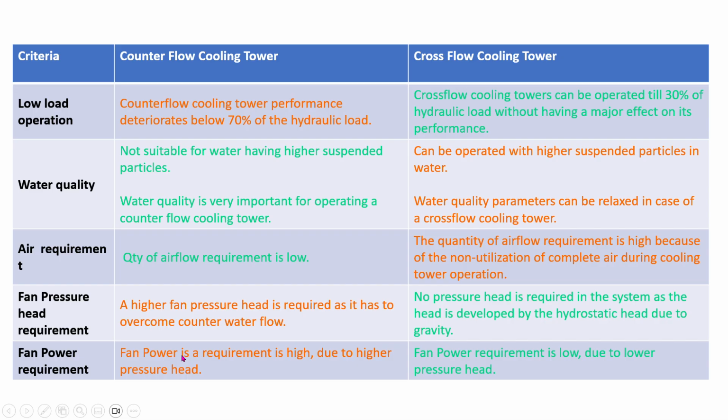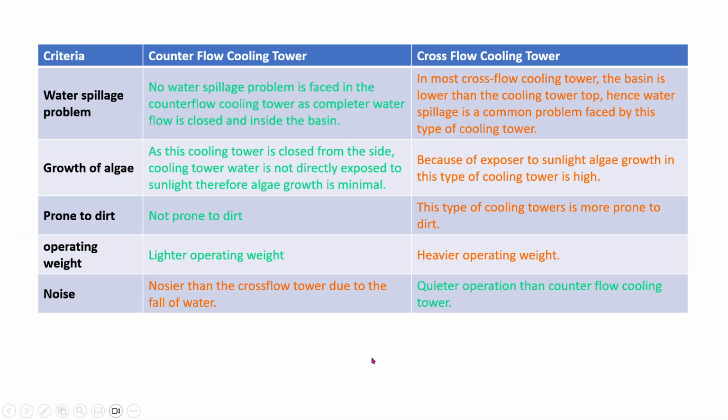Then fan power. As the fan pressure is more, the fan power requirement for the counter flow cooling tower will be more, and for the cross flow cooling tower it will be less, because air does not come directly in the opposite direction. The water and air connection is horizontal, so the pressure requirement is less. So power requirement will also be less.